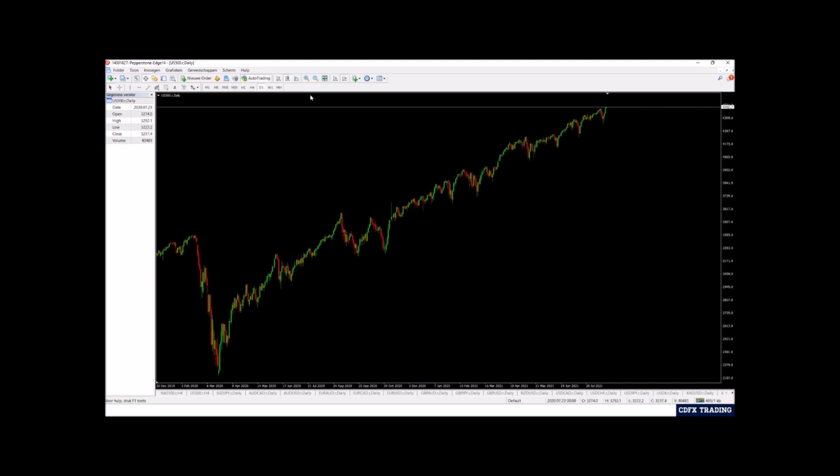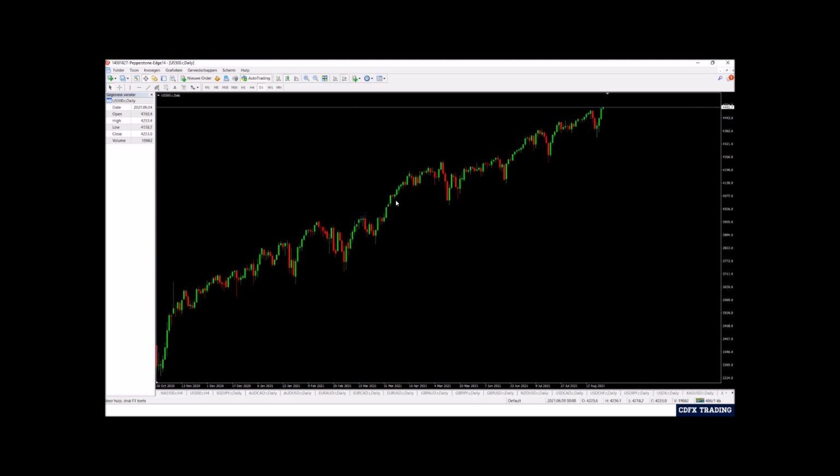But if we take a look at a chart, what stands out to the behavior of the S&P is steady up move, V-shaped drop.